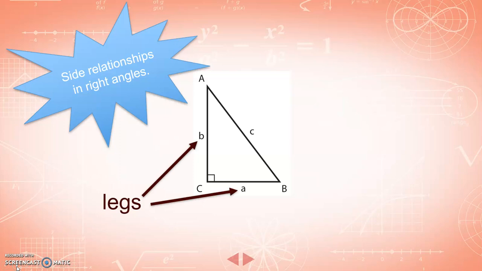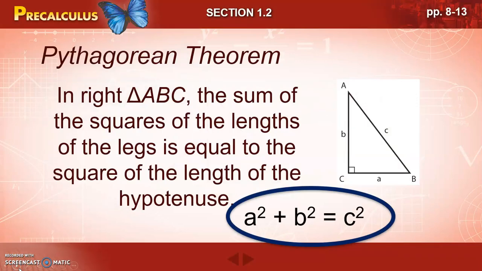When we talk about the legs of a right triangle, we're talking about the two sides that form the 90-degree angle. In this case, we're talking about leg lowercase a and lowercase b. Our angles themselves are labeled with capital letters. The hypotenuse is that third side, in this case, labeled with lowercase letter c.